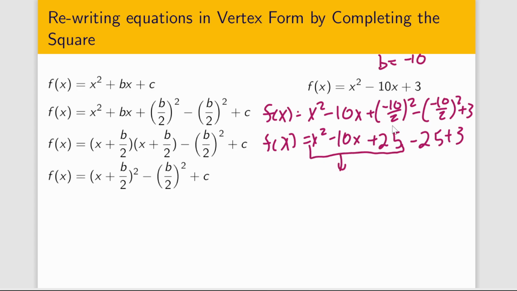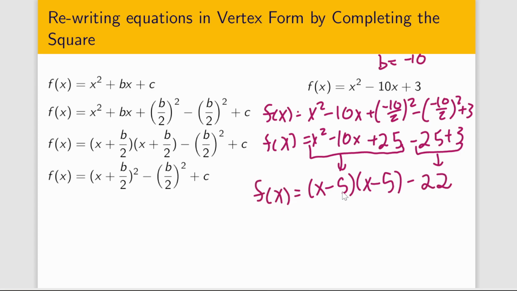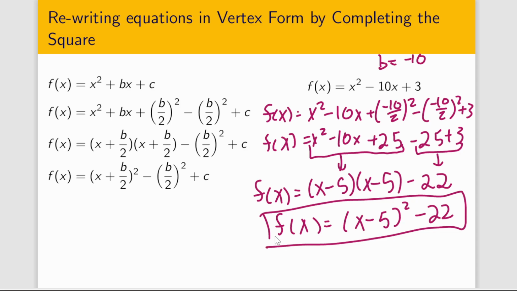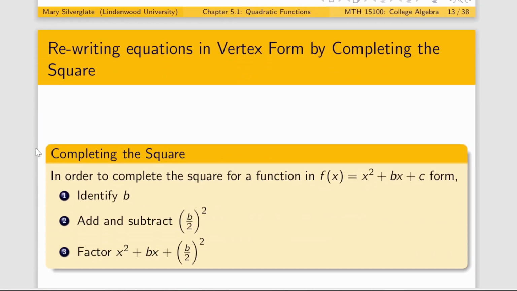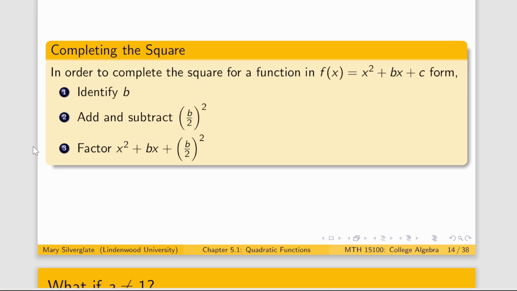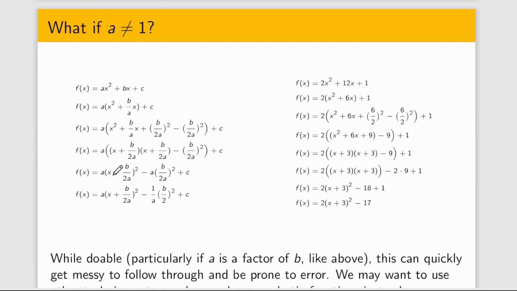Then here I want to start to factor, so what's going to multiply to positive 25 and add to -10? That would be x minus 5 and x minus 5, because -5 times -5 is positive 25 and adds to -10. Here, -25 plus 3 gets us -22. We can just combine those like terms. Now that I have an x minus 5 times an x minus 5, that can simplify to make x minus 5 all squared minus that 22. And so these are exactly the steps that you do to complete the square.